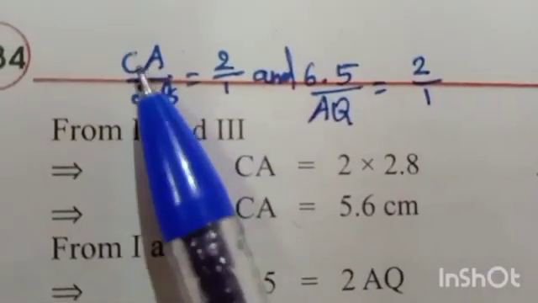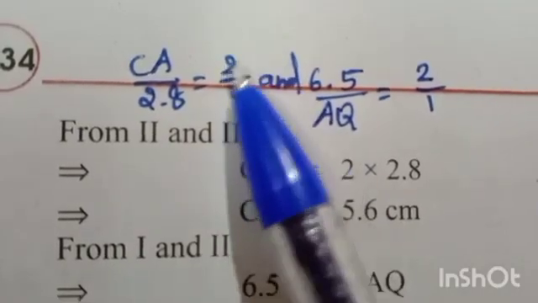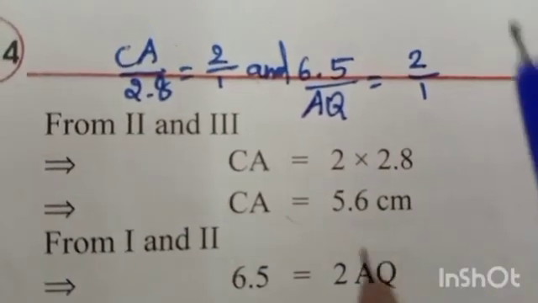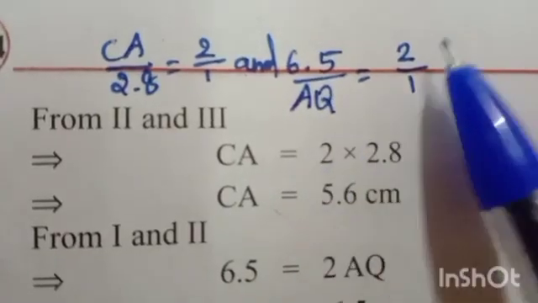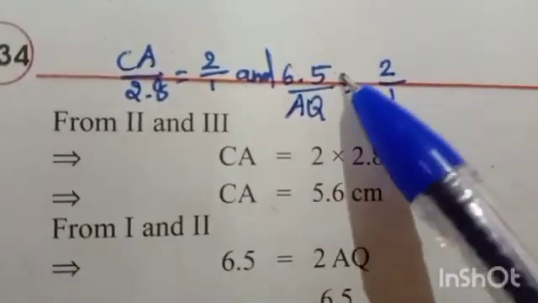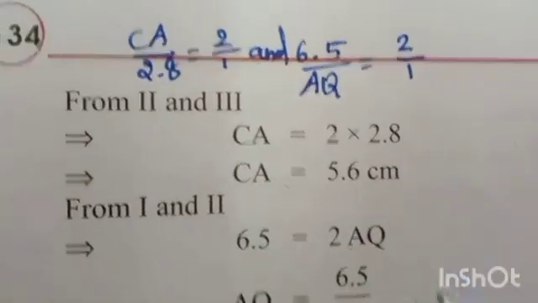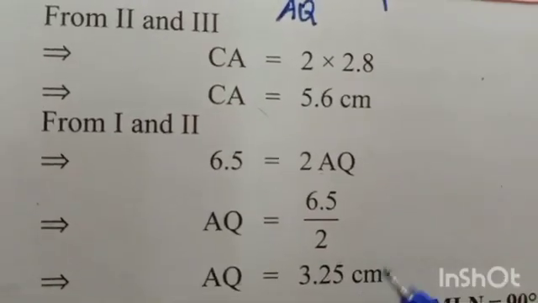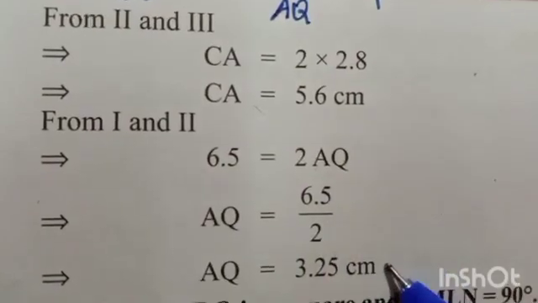Using the first one, CA is equal to 2.8 transposed to the right hand side, that is 2 into 2.8. So CA is equal to 5.6 centimeter. Then 6.5 by AQ is equal to 2 by 1. Make a cross multiplication, that is 6.5 is equal to 2 into AQ. So AQ is equal to 6.5 by 2, which is 3.25. You have to divide these two, 3.25 centimeter.